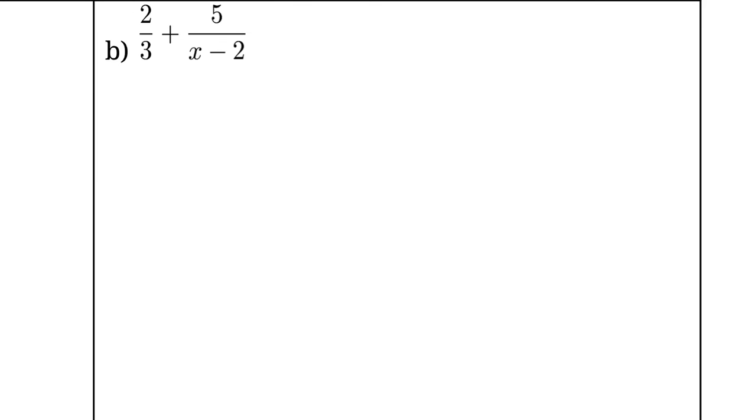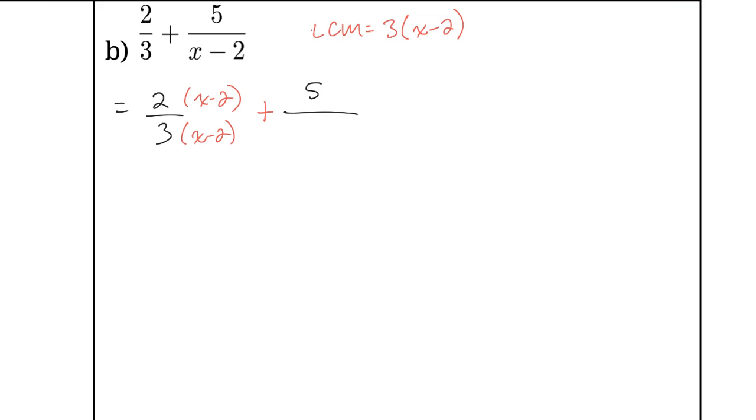So looking at this next question, we're adding these two rational expressions, and in the first we have 3 in the denominator, and in the second we just have x minus 2 in the denominator. So our lowest common multiple between the two is just 3 times x minus 2. So that means we're going to take our first rational expression and multiply both the numerator and denominator by x minus 2. And then we're going to take our second rational expression and multiply the numerator and denominator by 3.